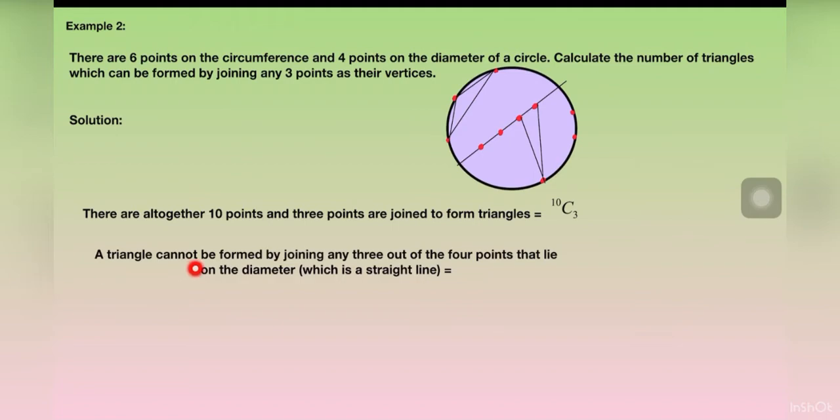But a triangle cannot be formed by joining any 3 out of the 4 points that lie on the diameter, which is a straight line. So we have 4C3. This 4C3 cannot form a triangle, and it is already included in 10C3 just now. Hence, the number of triangles which can be formed is 10C3 minus 4C3, which equals 116 ways.